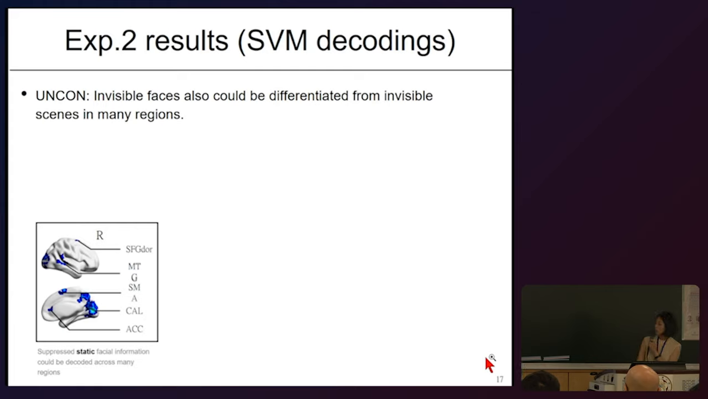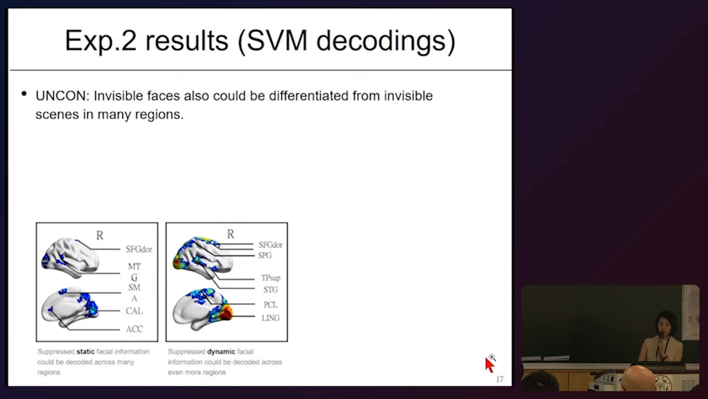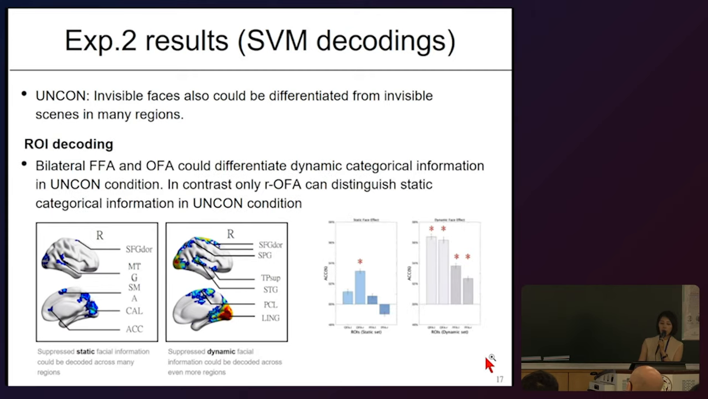For example, suppressed static facial information could be decoded across many regions, including ACC, covering SMA, MTG, and the dorsal part of SFG. As for suppressed dynamic facial information, it could be decoded across even more regions, including all of those areas. As for ROI decoding, we found that both bilateral FFA and OFA could differentiate dynamic categorical information in unconscious conditions, but only the right OFA can distinguish static categorical information.